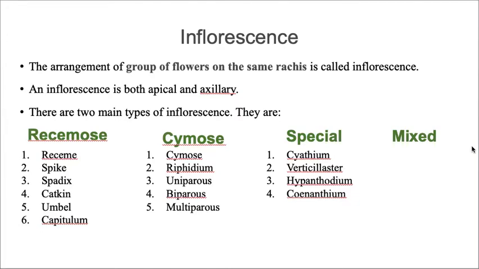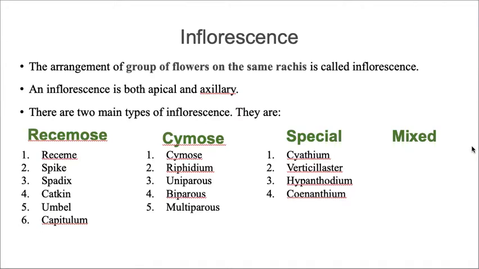Now, if you take the inflorescence, if there are many flowers present on the same rachis, then that is called an inflorescence. Individually a flower will be there, but if many flowers are present on the same rachis, that is called an inflorescence. Hope I explained it clearly. Such an inflorescence may be apical or axillary; both types you can see. There are two main types of inflorescences.